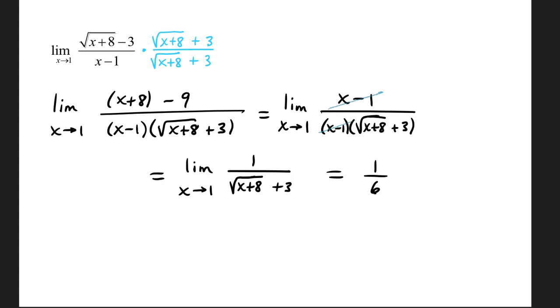Here's why. When you combine like terms on top, you're going to get x minus 1, which will cancel the original denominator, and that'll leave us with 1 over square root of x plus 8 plus 3. And now you can safely substitute 1 in for x, and that'll give us a value of 1/6.